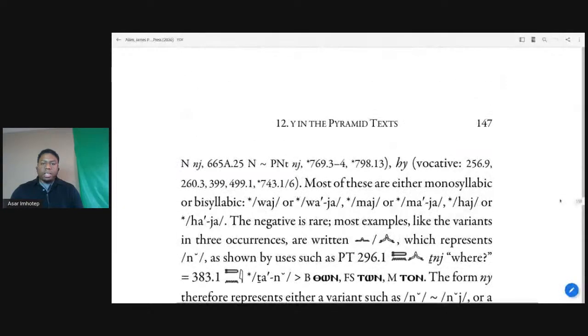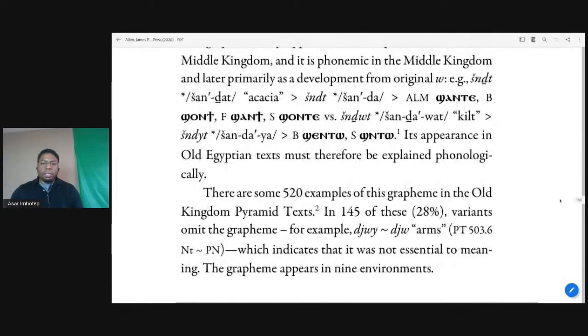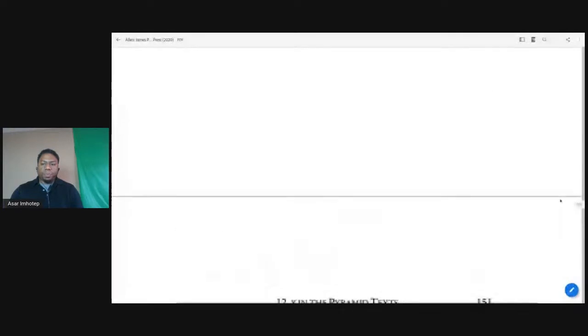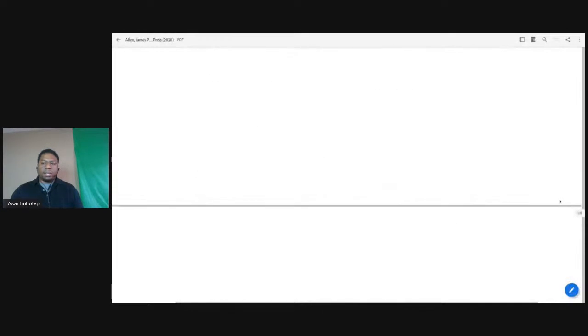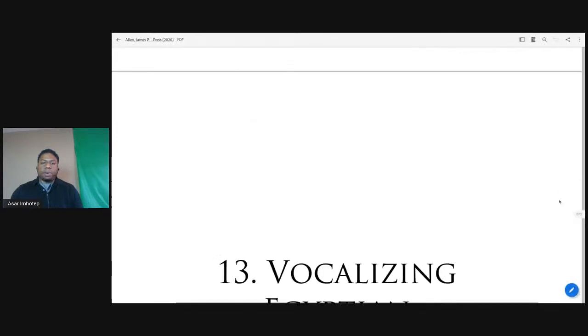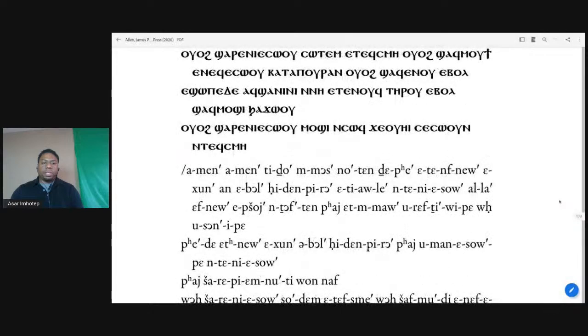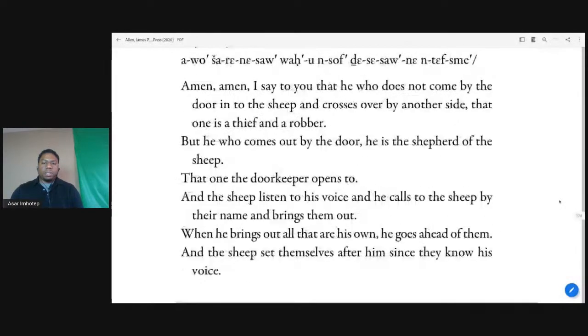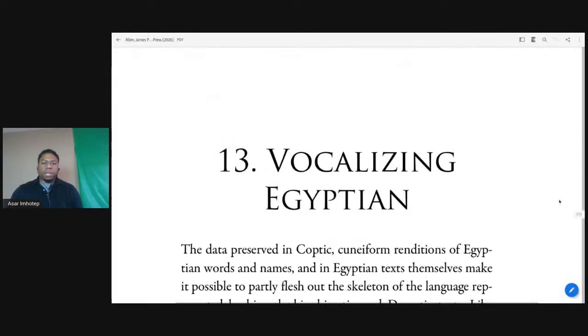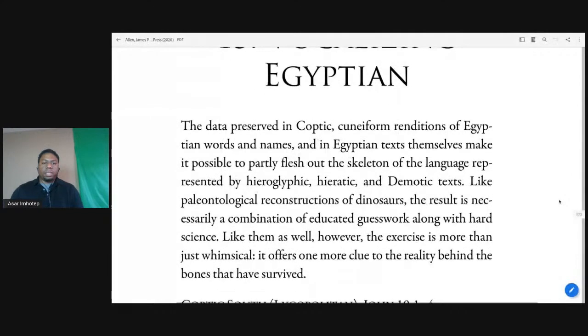You will see that he tries to vocalize. So he uses his analysis and creates a vocalization for the different time periods. So you can see here, this is the Vocalizing Egyptian chapter.